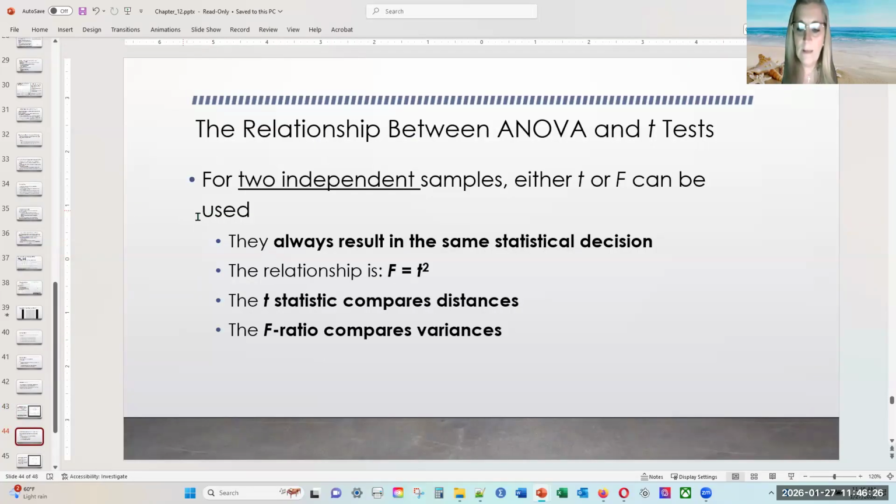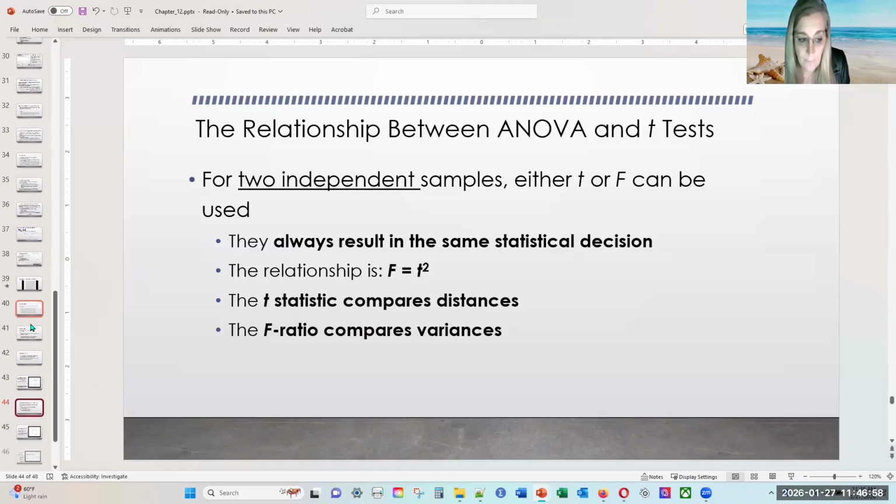Okay, so for two independent samples, you should note that either the T or the F can be used. If you're calculating an ANOVA that has only two groups for its factor, it's essentially the same outcome. The F that you end up with is T squared. The T statistic compares distances, while the F ratio compares variances.